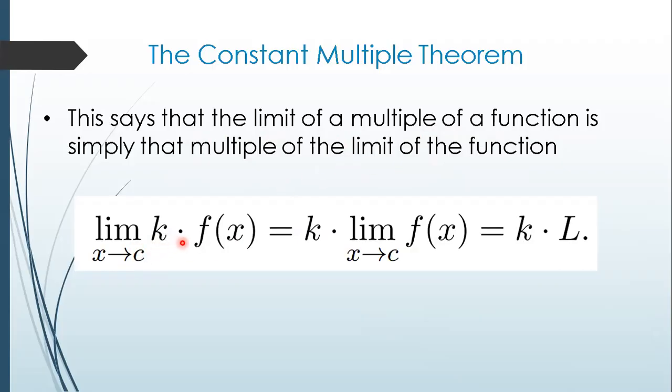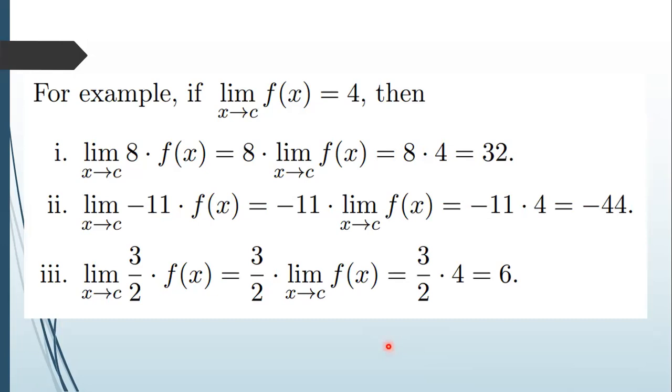The limit of k times f of x as x approaches c is equal to k times the limit of f of x as x approaches c, which is equal to k times L. And this is how we familiarize this theorem, the constant multiple theorem. Let's try to observe some examples.